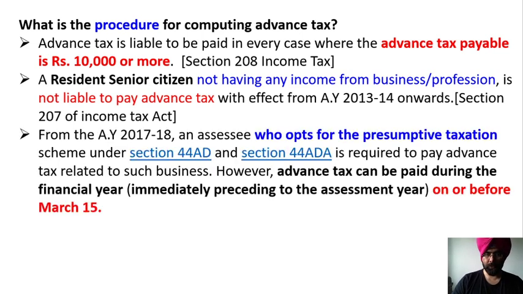From assessment year 17-18, those who opt for the presumptive taxation scheme under 44AD and 44ADA are required to pay advance tax related to such business. However, advance tax can be paid during the financial year immediately preceding the assessment year on or before March 15. Therefore, if a person opts for the presumptive taxation scheme, then he is required to pay advance tax in only one installment, and a resident senior citizen is not required to pay any advance tax if he does not have any income from business and profession.